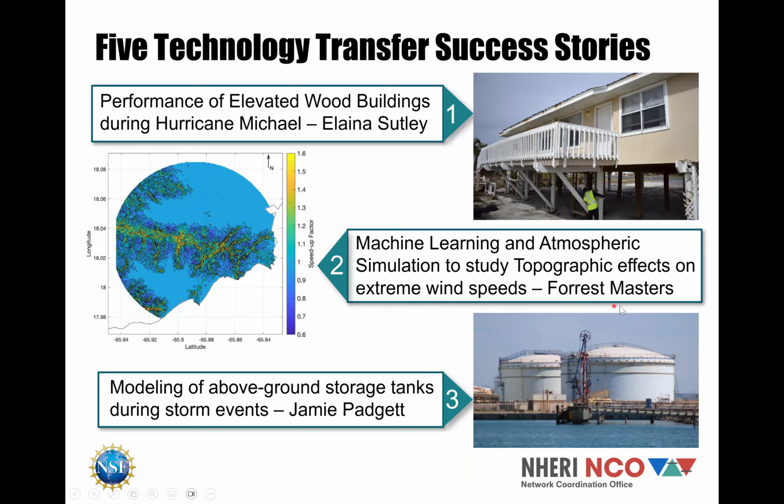The next one is Forrest Masters, machine learning and atmospheric simulation to study topographic effects on extreme wind speeds. So after the 2017 hurricanes that hit Virgin Islands and Puerto Rico, he wrote a proposal, got money from NSF and from FEMA and I think from NOAA to work on modeling in a boundary layer wind tunnel the topography of at least portions of Puerto Rico to get the topographic effects on the wind speed.